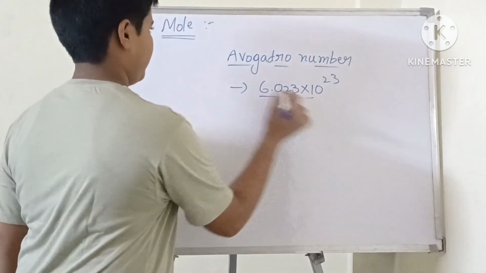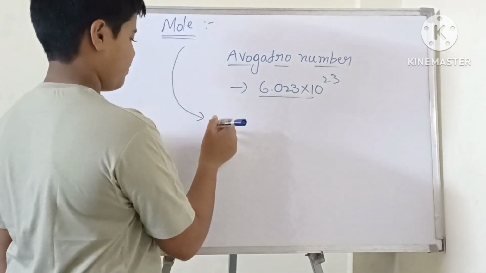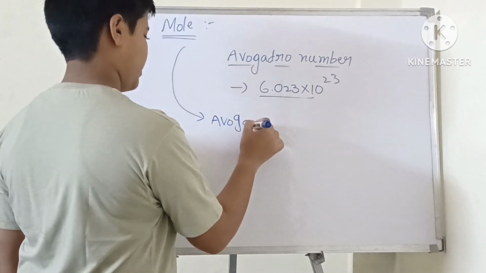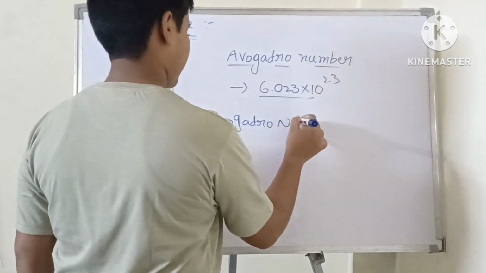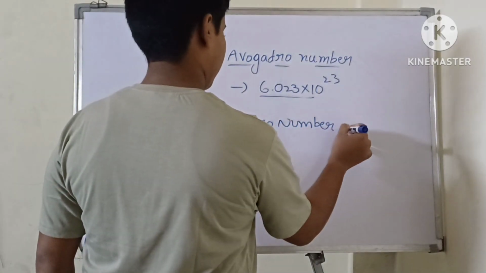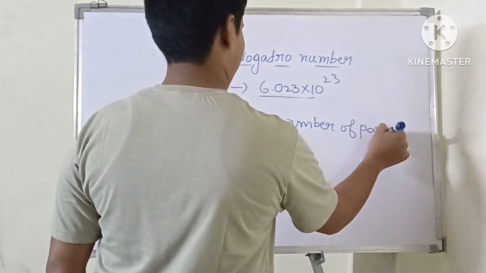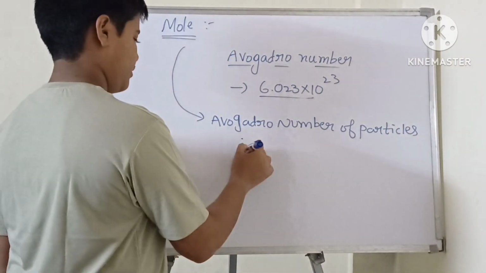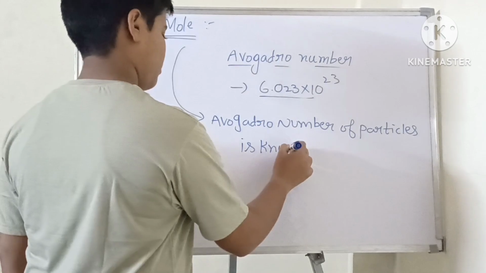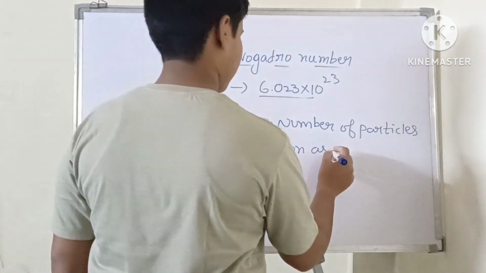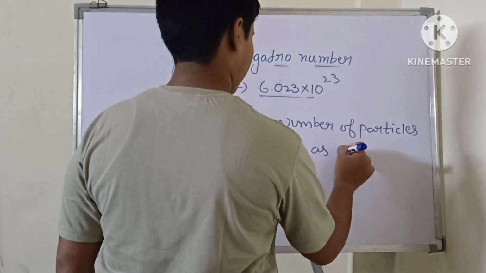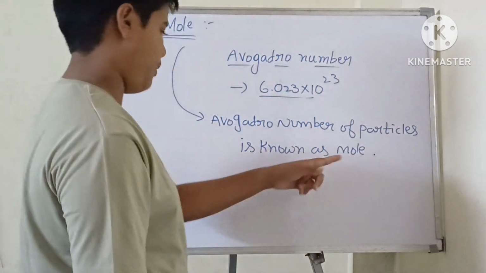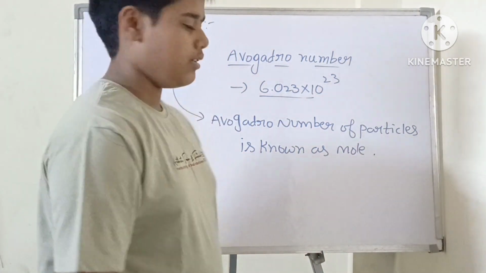Based on this number, mole is defined as Avogadro number of particles. Avogadro number of particles is known as mole.